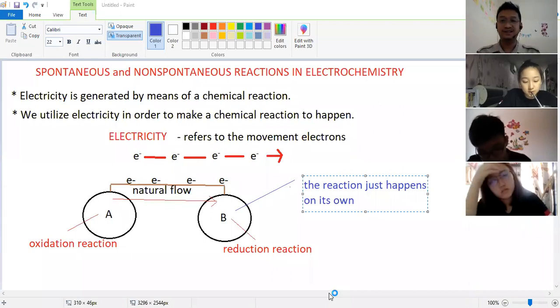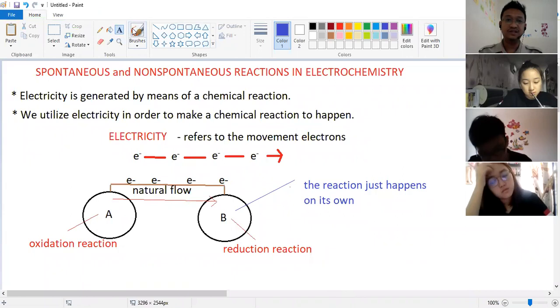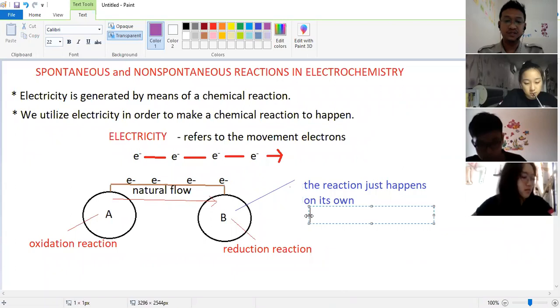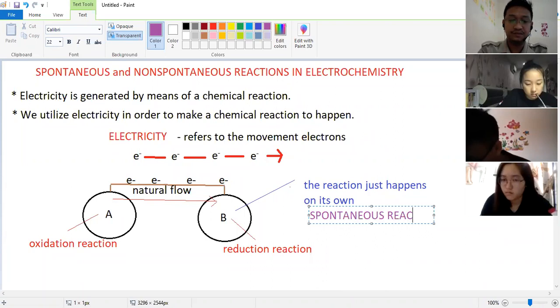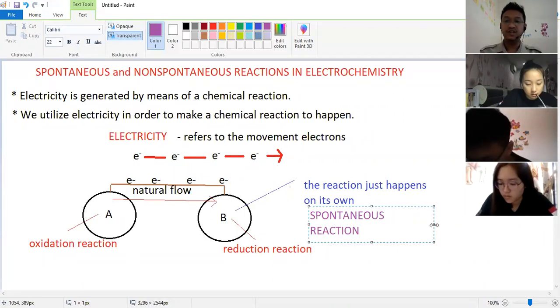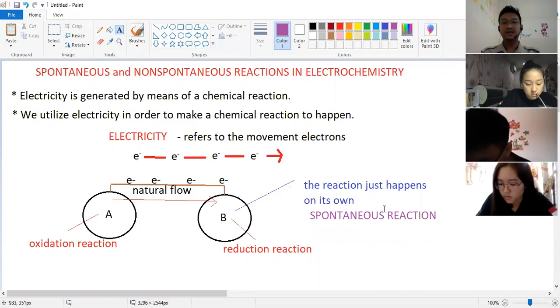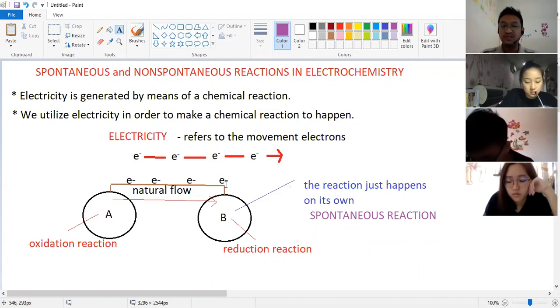So we call this a spontaneous reaction. A spontaneous reaction is a chemical reaction which happens on its own, wherein electricity is generated. So if there is a natural flow of electrons, there is electricity, like what I have discussed a while ago.